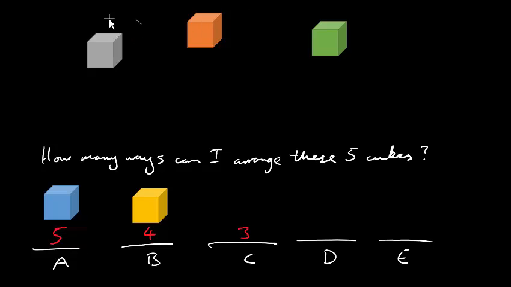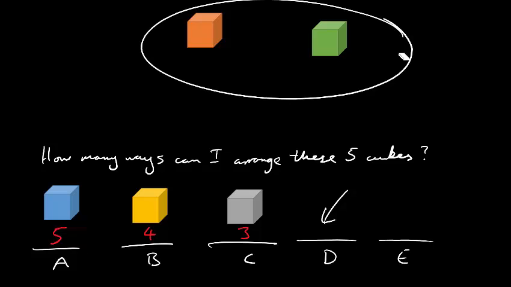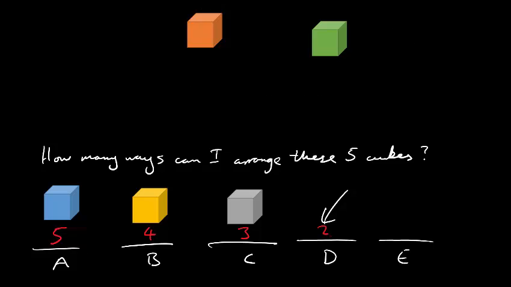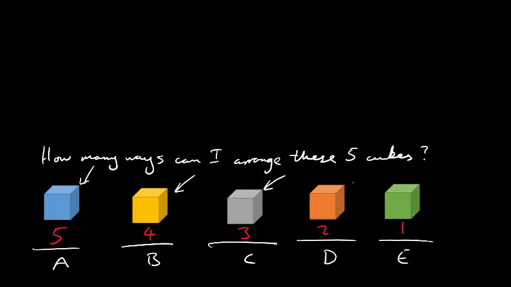So let's say, for example, let's put the grey cube in position C. All right. How many cubes have I got left to choose from to put in position D? Well, I've got 2 cubes left to choose from. Let's say, for example, I put the orange cube in position D. Okay, so how many cubes have I got left to choose from to put in position E? I've got 1 cube left to choose from. And that is a perfectly valid arrangement: blue, followed by yellow, followed by grey, followed by orange, followed by green. But I could equally have different arrangements.